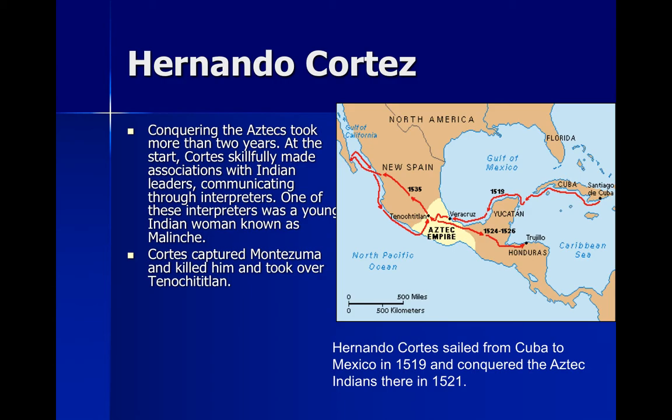Hernando Cortez captured the leader of the Aztecs, Montezuma. He heard stories about how amazing Tenochtitlan was, and the Aztecs, and all the gold that they could find there. So he was trying to go after that gold, and he did find it, and it's going to lead to the demise of the Aztec Empire. The Aztecs are going to die of the diseases that are brought over, as many of the Indians are. We'll go over that more in class.